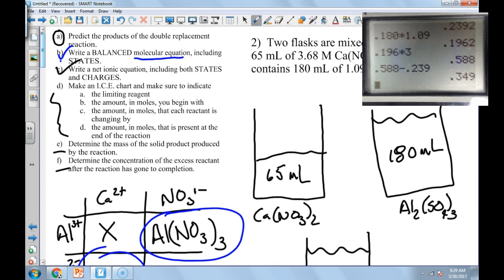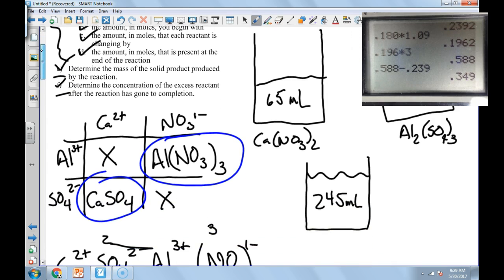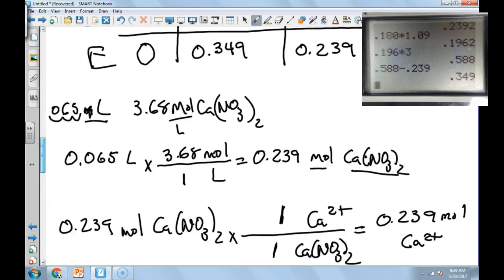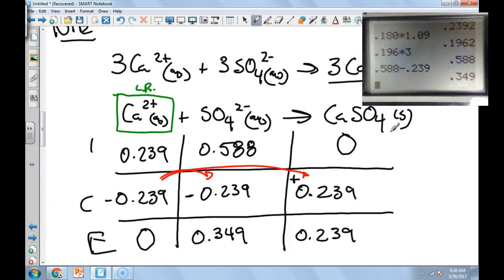So that's pretty cool. Okay, so we determined the limiting reagent, we determined the amount of moles to begin with, the amount that each is changing, and how many is at the end. So now the last thing that we have to do is figure out how many grams of solid product we have, and figure out how much excess reactant we have. Okay, well, that's cool. So we're going to do the mole calculation first. So which one's the solid? Well, in this case, there's only one choice. It's this guy.